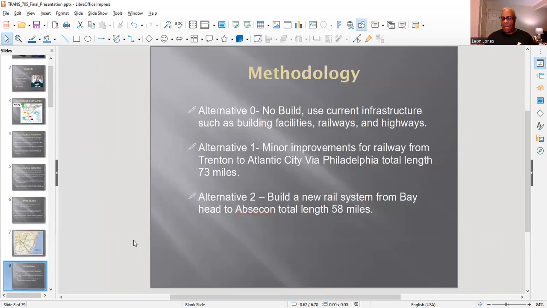Now, again, when we deal with the methodology, just like the phases, they're alternatives. So basically, when we deal with alternative zero, there's no build at all. Use current infrastructure, such as building facilities, railways, and highways. Now, alternative one, just minor improvements for railway from Trenton to Atlantic City via Philadelphia. Now, the total length is 73 miles. Alternative two, you build a new rail system from Bayhead to Absecon, total length 58 miles.